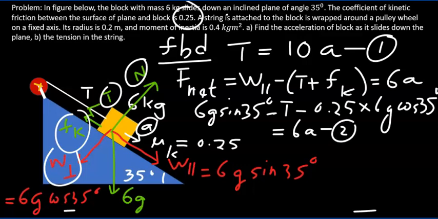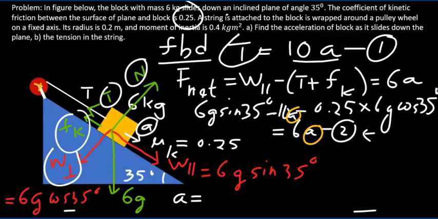Let's substitute from equation 1 the result that tension is 10a. So substituting T equals 10a, you simply get that. So you see in equation 2 there is only one unknown, namely the acceleration. Everything else is known. So you can solve for the acceleration. When you do that, you get acceleration to be 1.36 meters per second squared.